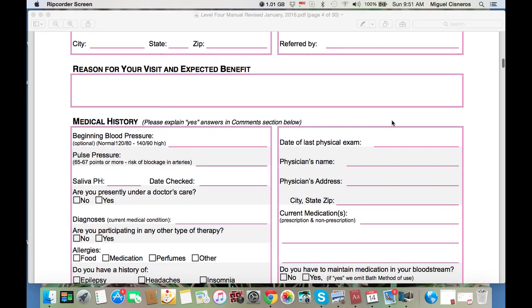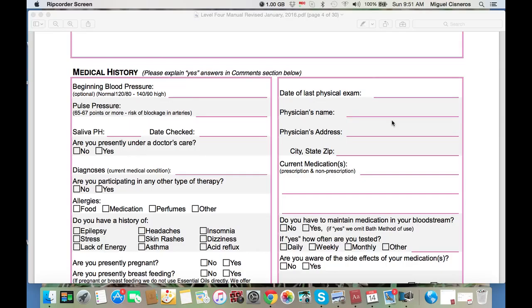It is good to know upfront, what do they expect from you? What do they expect from this visit? Beginning blood pressure, this is optional. Some practitioners will take this. All that is needed is a digital blood pressure device. If you want to get into this, you can. It is actually a checkpoint for healthcare.